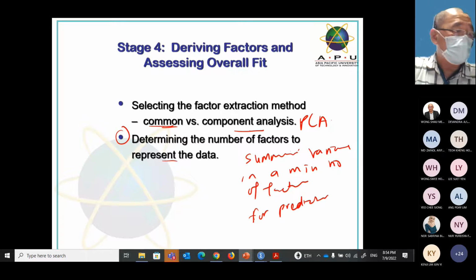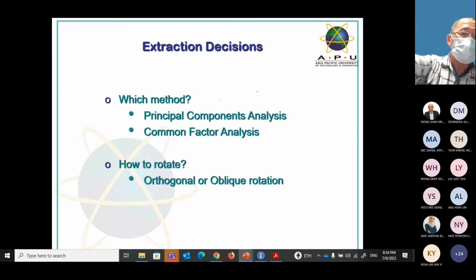Okay. If no problem, we see next. Yeah. Okay. So which method do you want to use?